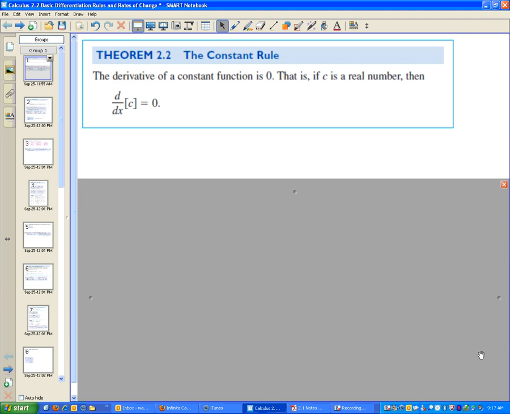Page 107. We have several different theorems today to help us take derivatives.